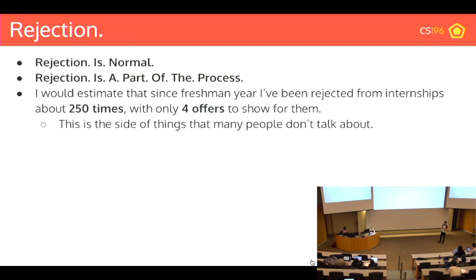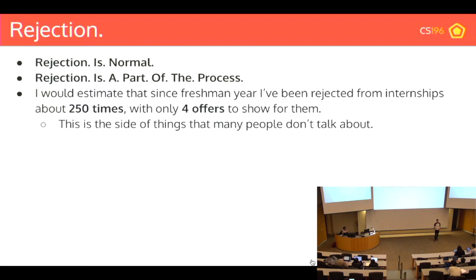I would estimate that personally, since freshman year, I'm at the end of my sophomore year now, I've been rejected from internships I think 250 times, give or take. And out of those rejections, I've only had 4 offers to show for them. This is usually the side of things that people don't talk about. If you're always scrolling through LinkedIn on your feed, you'll see offer from Facebook, offer from Google. You walk through the halls of Siebel, oh, I got an offer from Citadel, or whatever it may be. Nobody really talks about how often they get rejected. But behind every single one of these offers that people get, I can almost certainly assure you that there are 100 to 200 rejections, because that's just how it works.